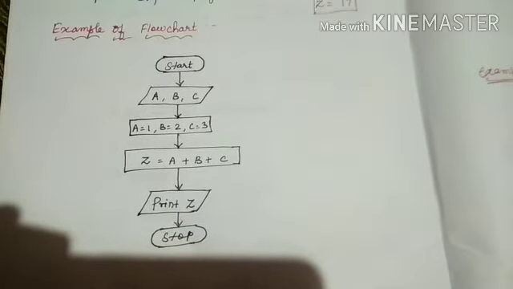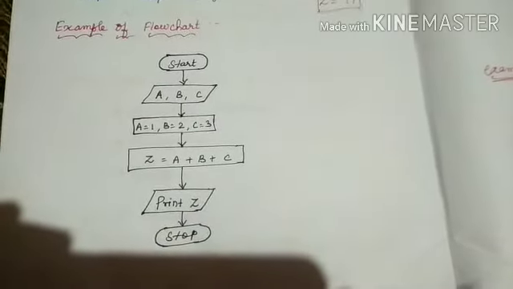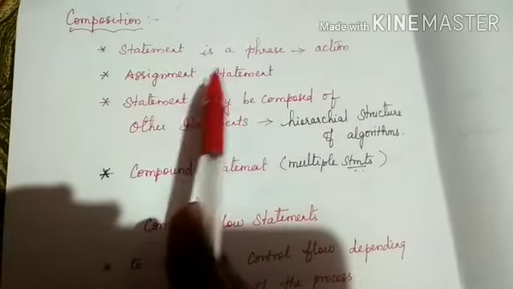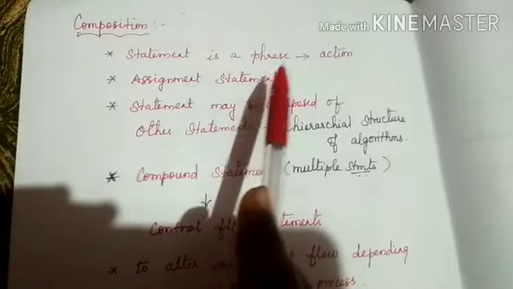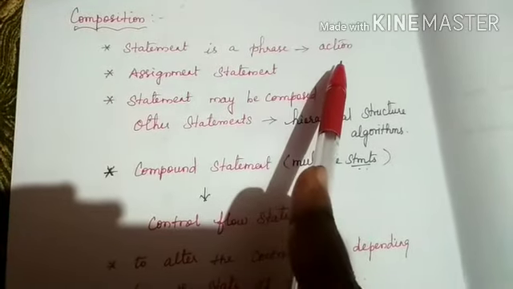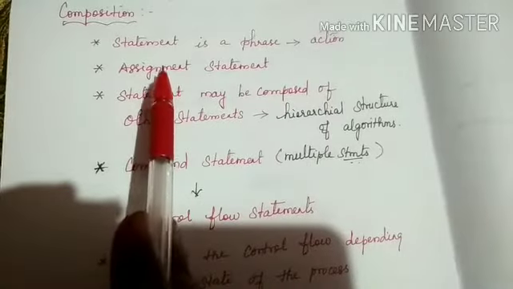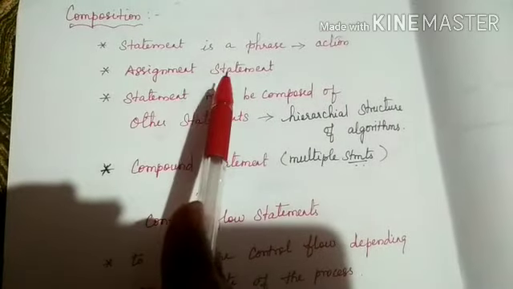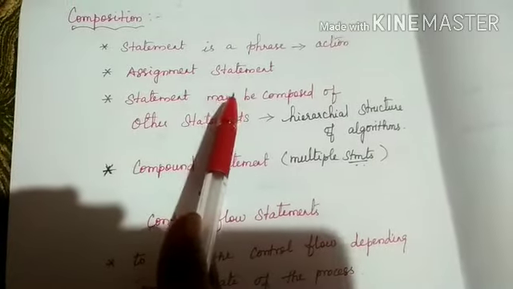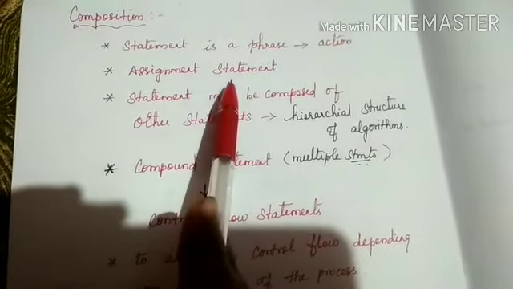Okay, the next concept is composition. A statement is a phrase. It can do some actions in the computer. Okay, the next statement is the assignment statement. Assignment statement means to assign the value to a variable, that is named as assignment statement.